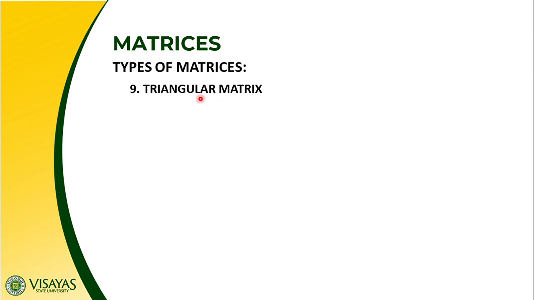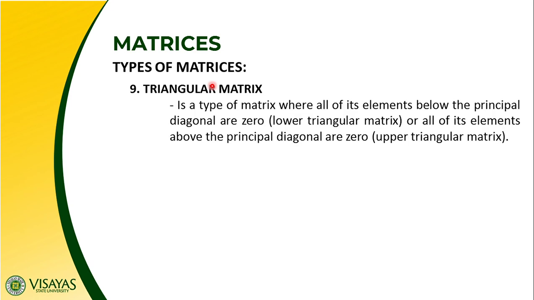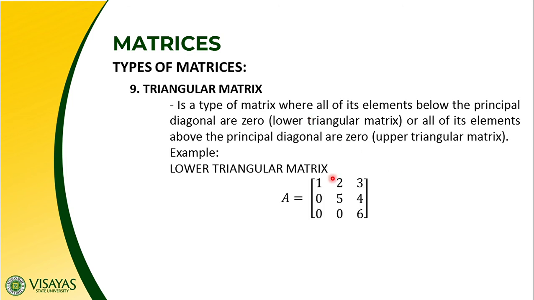Next, we have the triangular matrix. The triangular matrix is divided into two. First is the lower triangular and the second one is the upper triangular matrix. So how do we identify if it is a lower triangular or an upper triangular matrix? For a lower triangular matrix, you just see the elements below the diagonal elements. If the elements below the diagonal are all 0, then that is a lower triangular matrix.